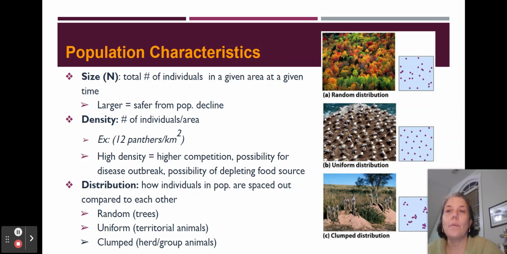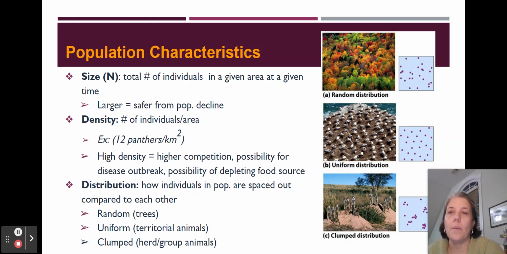We can also talk about population density. This is just the number of individuals in a certain area. So, for example, we could take the number of individuals we have, divide by the area, and we'll get how many individuals per unit, like kilometer squared or meter squared. Higher density populations can lead to higher competition, disease outbreak, possibility of depleting your food source. We're going to look more about density in a couple of minutes.